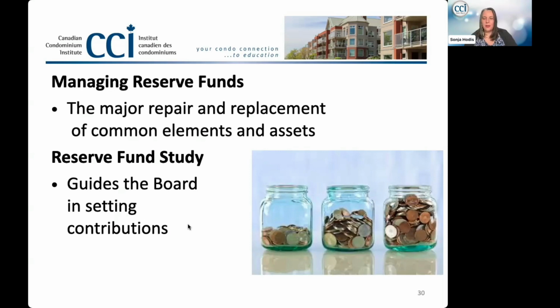All right, thanks, John. And the major words to pay attention to are major repair and replacement of common elements and assets. That's the only reason you can use a reserve fund, right? Correct. That's the only way you could use the reserve fund.